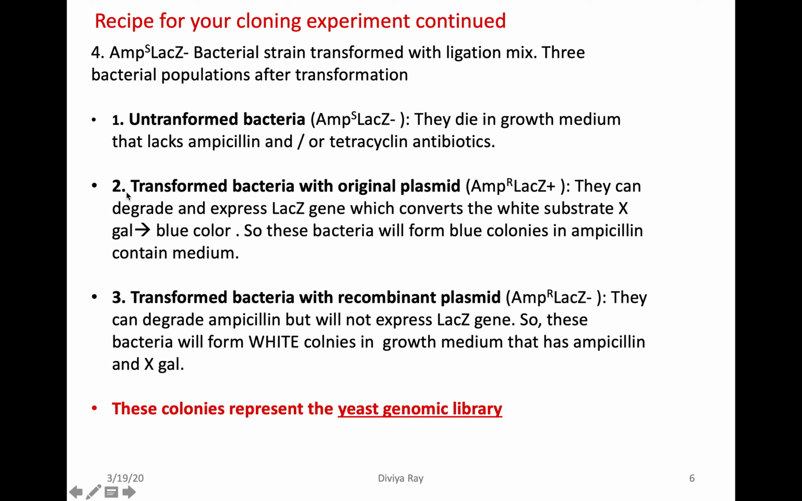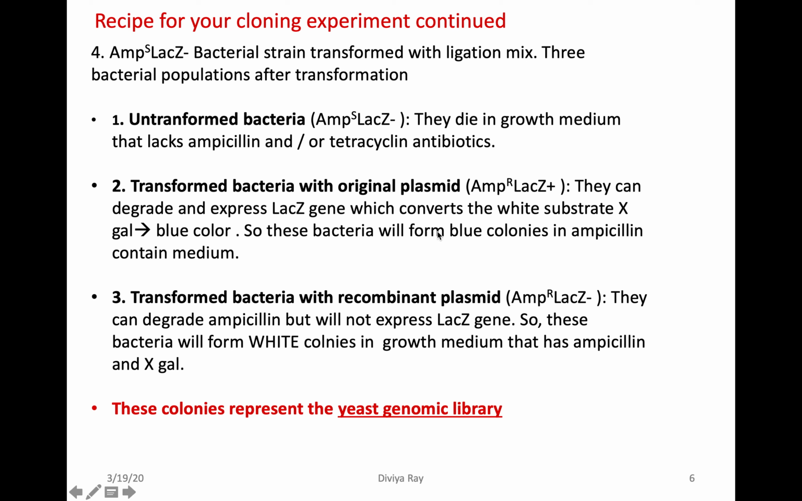The second population will be the transformed bacterial cells, but these bacterial cells will be the ones that will be transformed with the original plasmid. So they will become AMP resistant because they are receiving the AMP-R gene as a part of the plasmid, and they will also be LAG-Z plus.